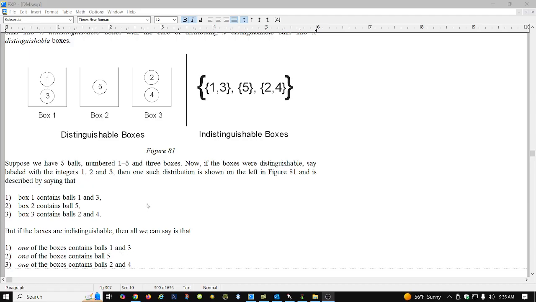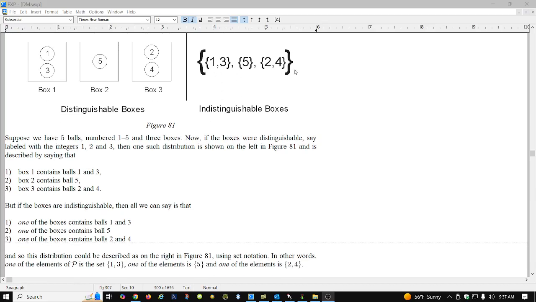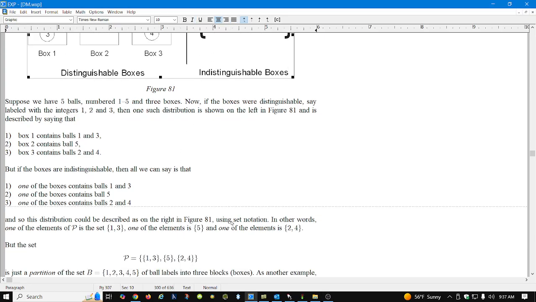How do you describe that more mathematically? It looks like this on the right side of this vertical bar. This is set notation, and each element of the set is a subset of the contents of one of the boxes. So you could read this as one of the boxes contains 1 and 3, one of the boxes contains 5, and one of the boxes contains 2 and 4.